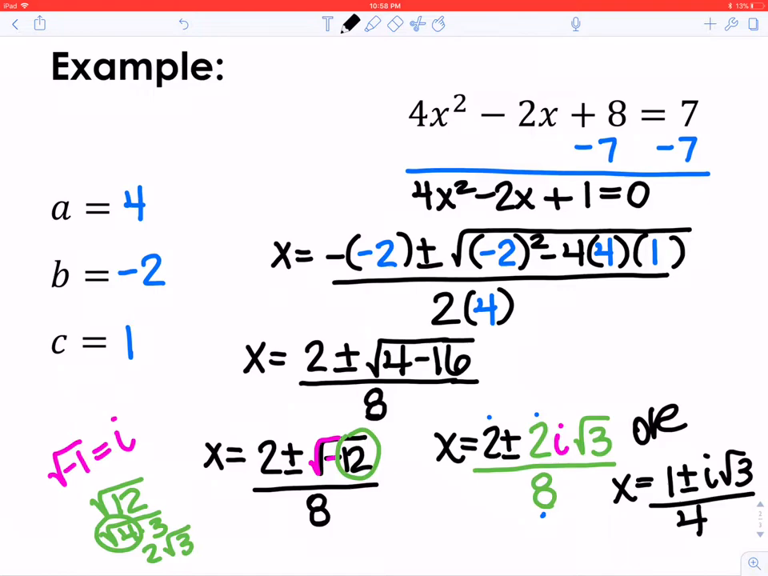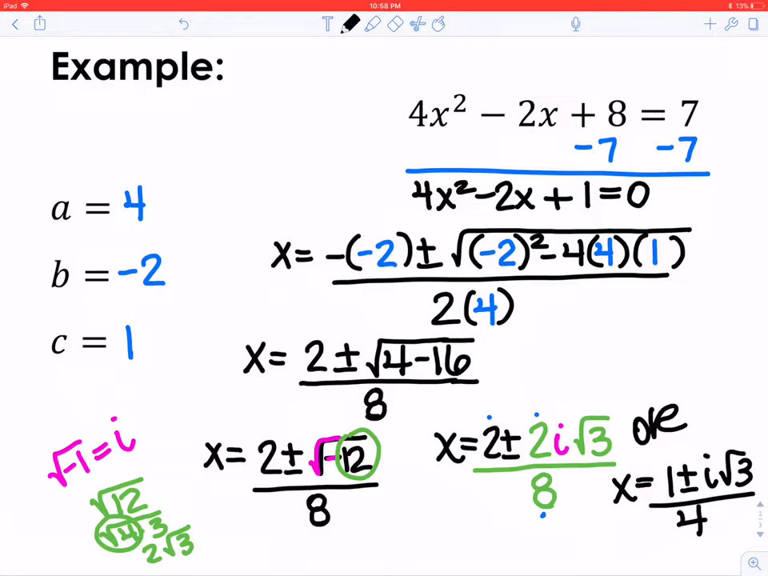Both of them are imaginary, which means that if we were looking at the parabola for this quadratic function, analyzing that graph, we know that we would have a parabola that never intersects the x-axis. So we don't have any real solutions. We have two imaginary solutions.